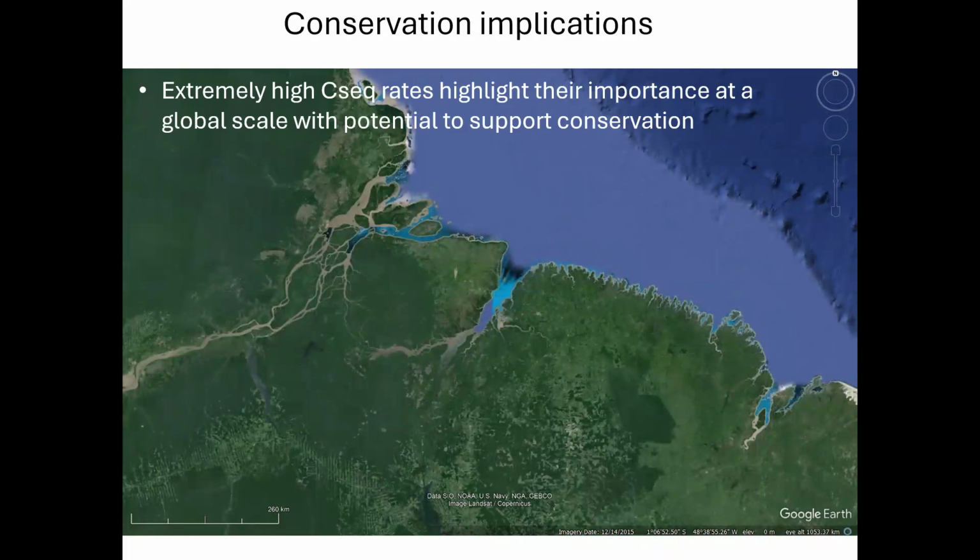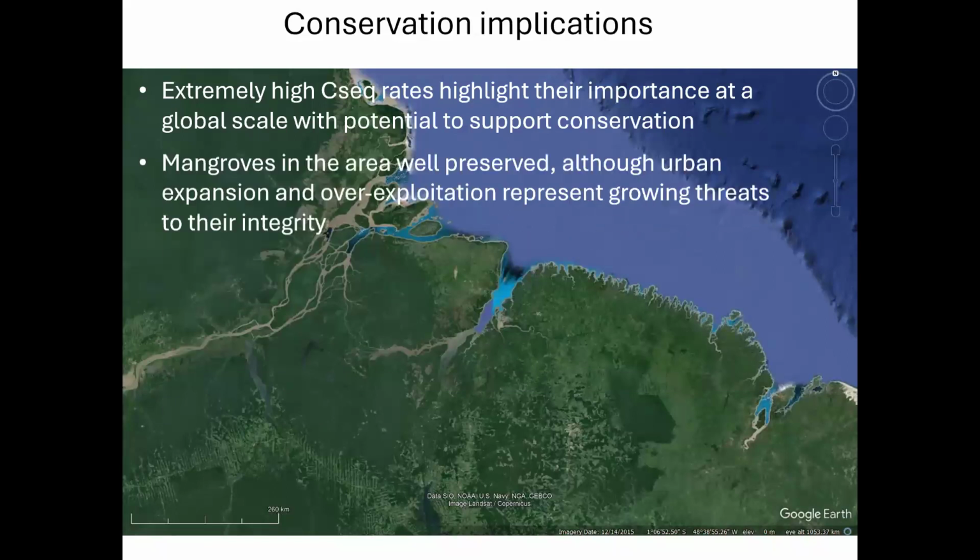Okay, now how does that impact on conservation? First off, those extremely high carbon sequestration rates highlight their importance at global scale with potential to support conservation. From a supporting conservation perspective, if we allow those mangroves to be developed on or converted to aquaculture or whatever, then they will suddenly become a carbon source rather than a sink. Okay, so it's important to highlight that when considering conservation.